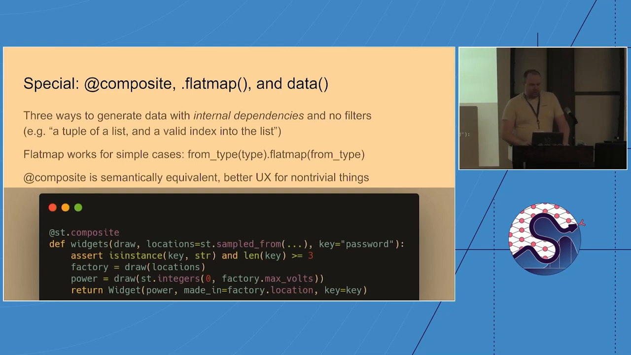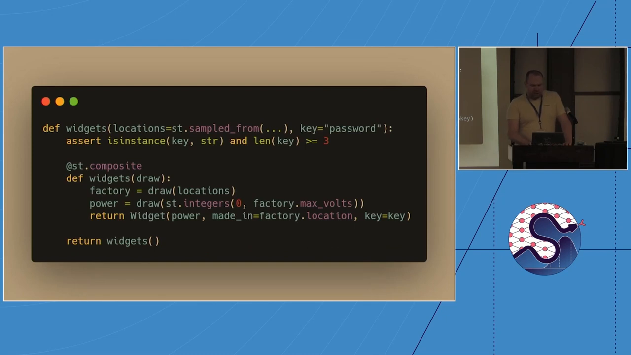So what composite lets you do is it lets you draw examples from a strategy inside a function that defines a strategy. And so once you decorate it, whatever you return gets wrapped up in the strategy again as one of the examples that could be generated. However, you don't always need composite.